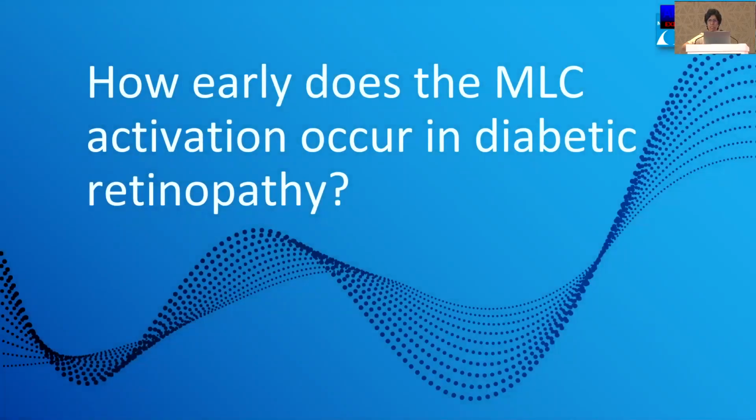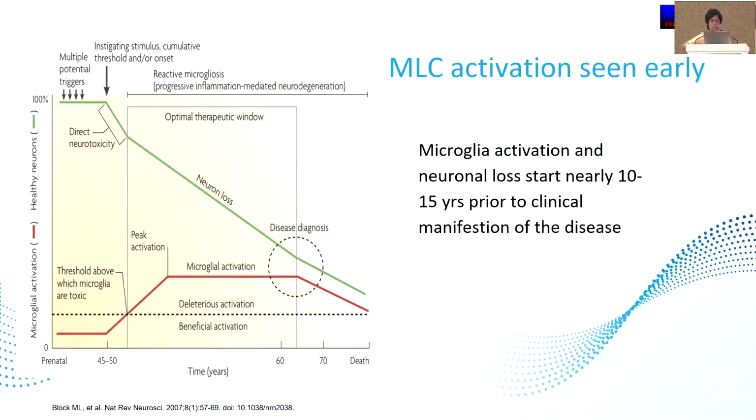So how early does the MLC activation occur in diabetic retinopathy? This is a graph from the neurological study, and in neurological studies such as Parkinson's and Alzheimer's, it has been shown that the MLC activation precedes clinical diagnosis of these disorders by nearly 10 to 15 years. So whether a similar thing is seen in diabetes was our hypothesis.